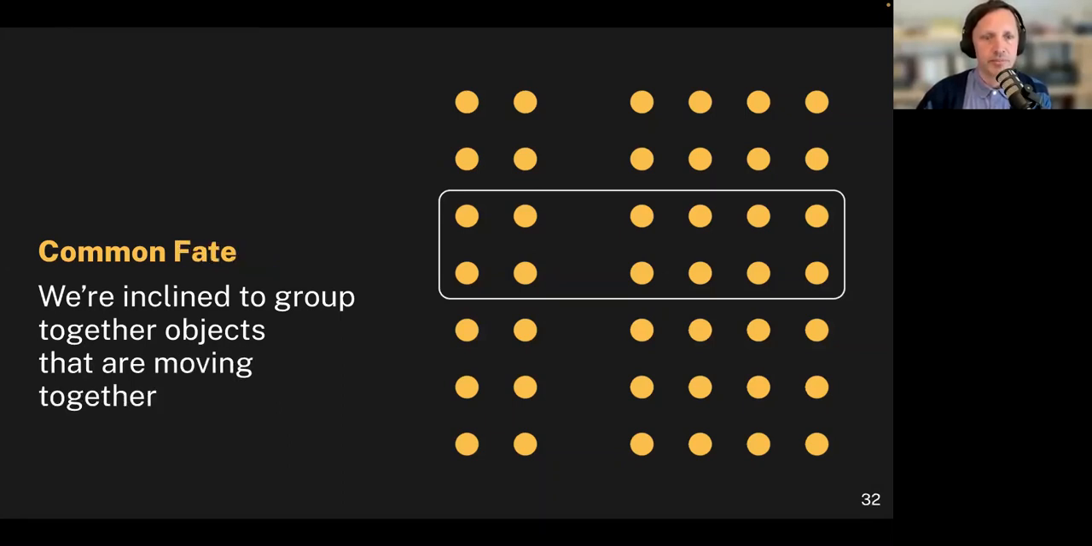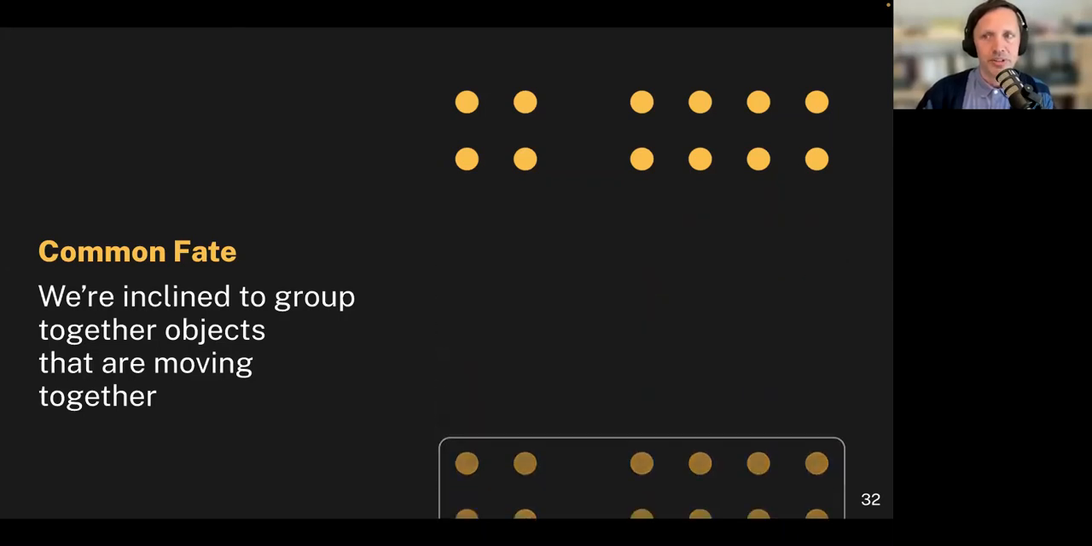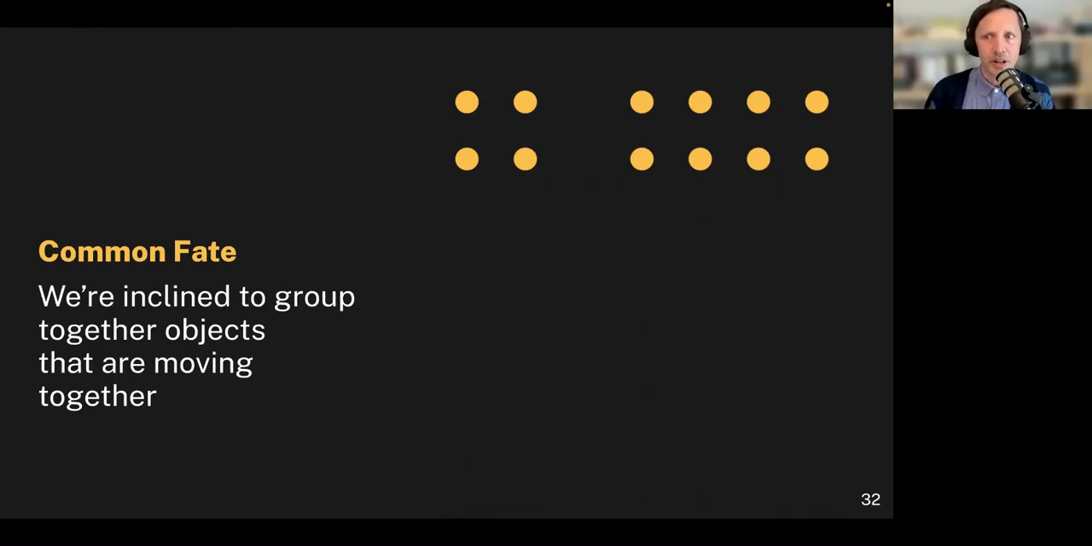Slide 32. The fifth grouping principle says that we're inclined to group together objects that are moving together. And this is called the principle of common fate. Now I'm going to show an animation, so be ready for it. Here we see that same group of gold dots with all the different groupings that were before, but a whole section of them slid off of the page. And because they all slid off the page together, they're naturally grouped together as being related.